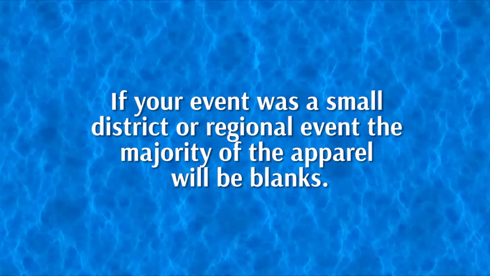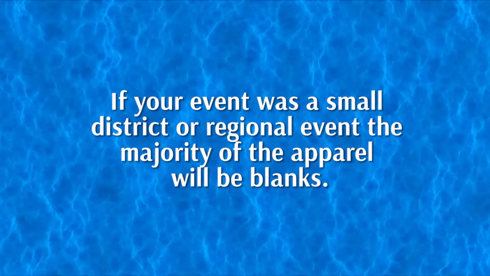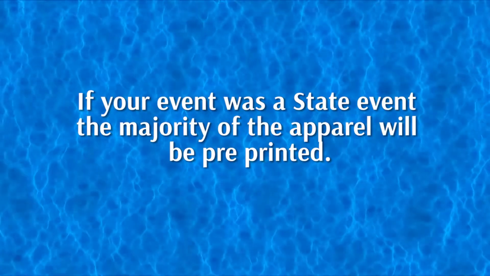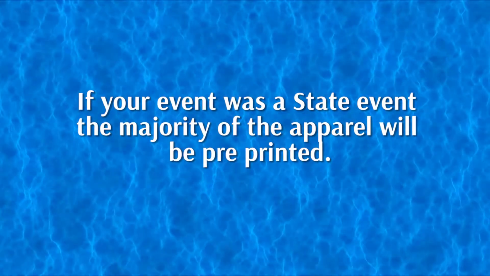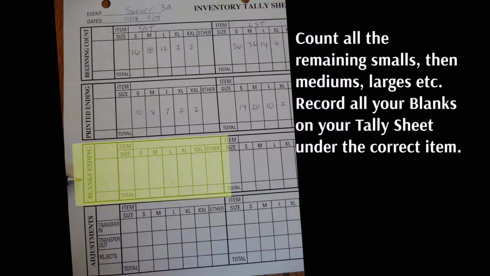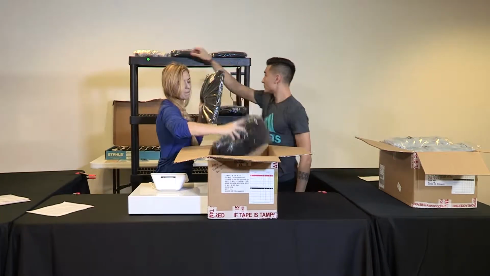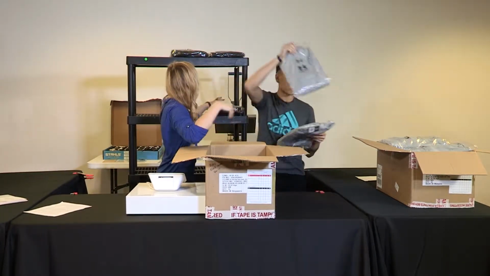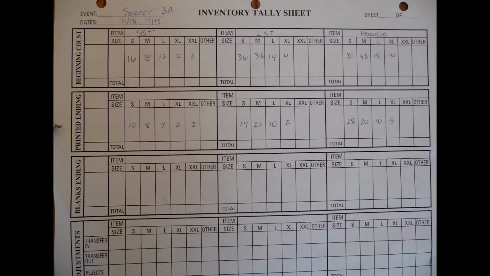If your event was a small district or regional event, the majority of the apparel will be blanks. If your event was a state event, the majority of the apparel will be printed. Choose, for example, one garment, all your Under Armour gray cotton hoodies. They will likely have no front logo. Count out all the remaining smalls, then mediums, larges, etc. Record all your blanks on your tally sheet under the correct item. If the items are printed with a logo, record the number on the tally sheet here.